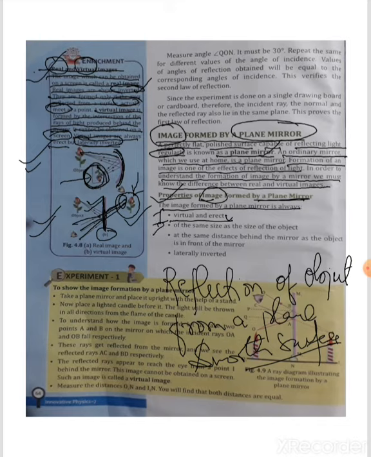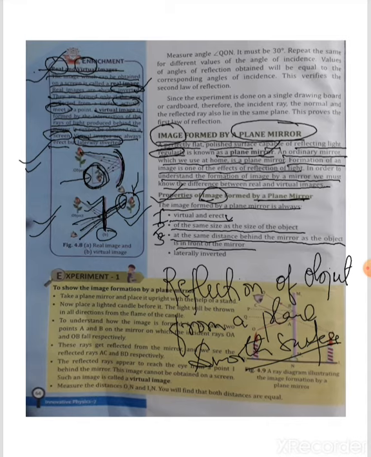Number two, the image is of the same size as the object. So when you are looking at your face in the mirror, what do you see? You will see the face has the same size as your face, isn't it? So the image and the object are of the same size. And number three, the very important one, the image is at the same distance behind the mirror as the object in front of the mirror. This means that if you are standing 1 meter in front of the mirror, then the image will also be 1 meter behind the mirror.